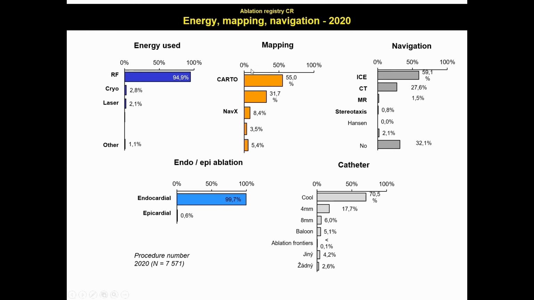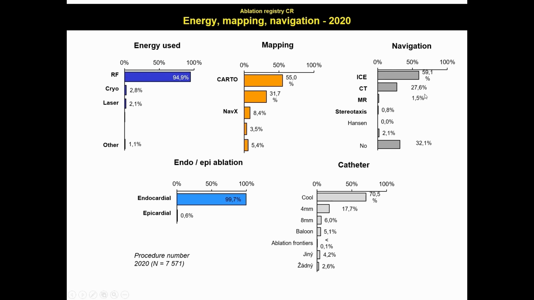What about mapping systems? We are using the CARTO system in maybe 55% of all cases, and NavX in 8.4% of all ablations. For navigation, we are using ICE very frequently. It's almost 60% of all cases. I think that this number is one of the highest, and maybe even the absolute highest in Europe and maybe in the world. In some patients, we are still using Stereotaxis.